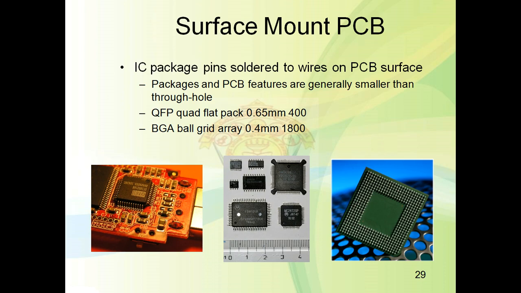Reduce the manufacturing cost for high value. So finer the feature size means tracks will be minimum size, and it will increase the density. So package and PCB feature size are generally smaller than that of the through-hole PCB, and hence it will increase the density. Okay, so ICs used here are the quad flat pack ICs.